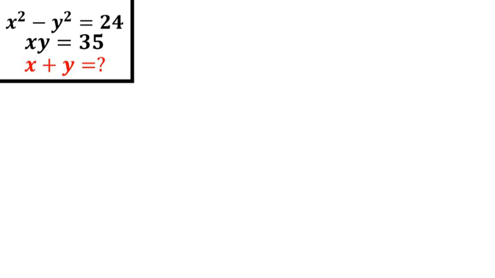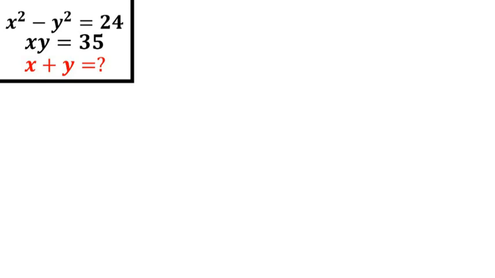In this video we are solving a systems of equations problem to ultimately solve for x plus y. So we have x squared minus y squared is equal to 24, and we have xy is equal to 34. We're going to go through two different ways to solve this problem. For some of you the first might be easier, some the second. Personally, I like the second way more, but the first one works as well.